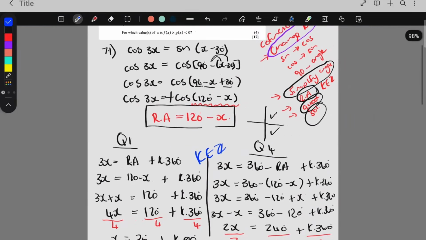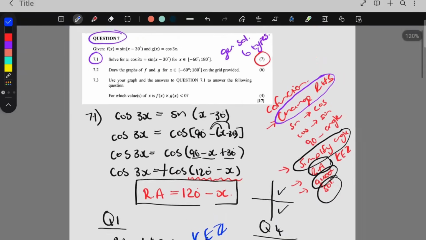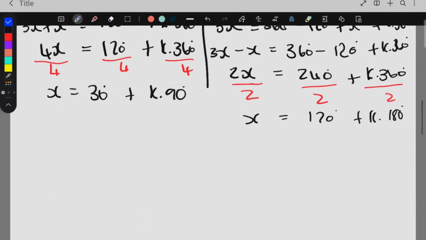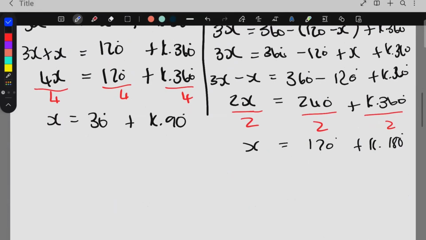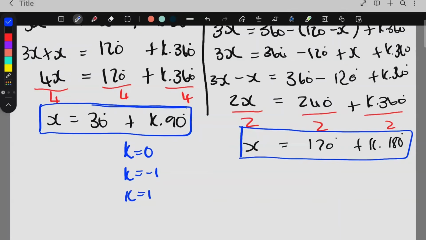Can you see how it must look like on your paper? Something like that, eh? But they gave us an interval here. They said they only want x to be between these angles, so between negative 60 and 180. So now I'm going to take my two solutions. Do you see, here's my one solution. I'm going to substitute k is 0, k is negative 1, k is a positive 1 into this solution and then see what the answers are.